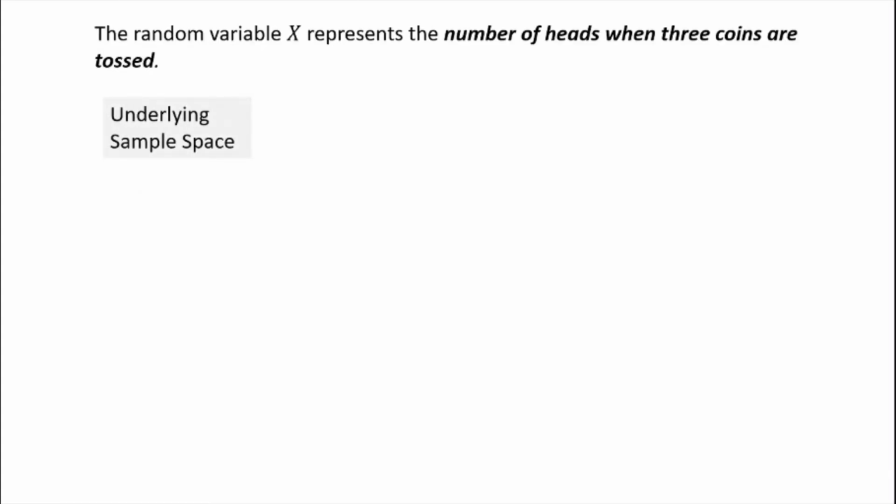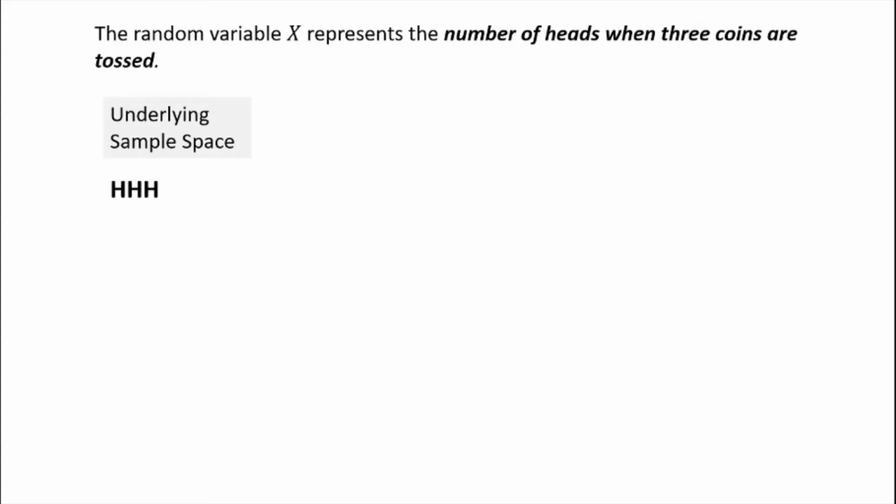Okay, so let's just go through an example here. The random variable X represents the number of heads when 3 coins are tossed. So we're tossing 3 coins. How many heads do we get? First, let's start with the sample space. What are all the possible outcomes that we might have? Now, we'll try and go systematically.